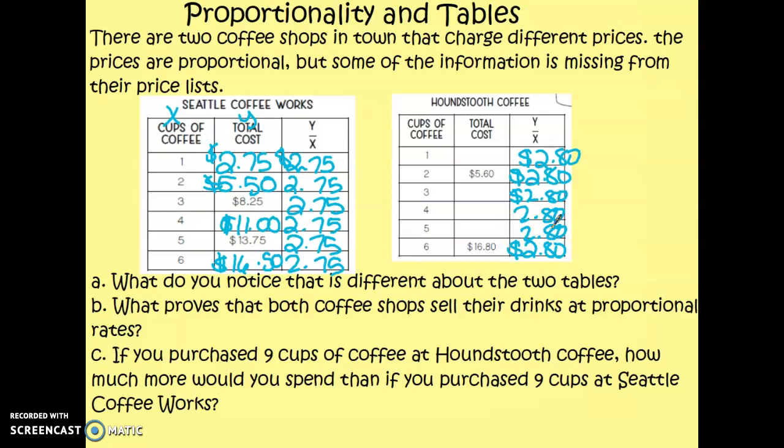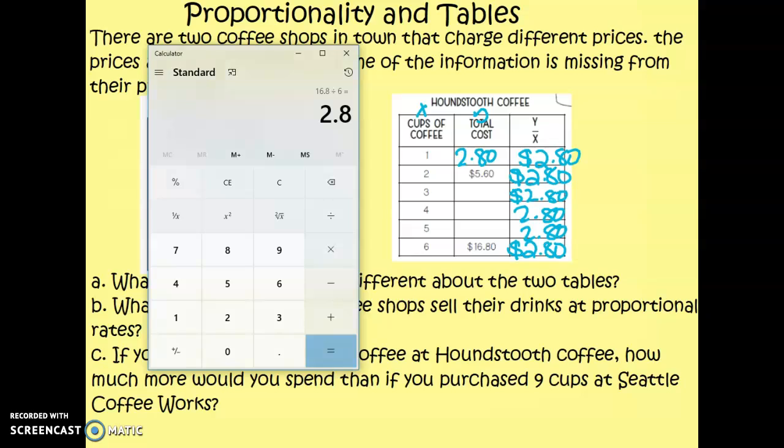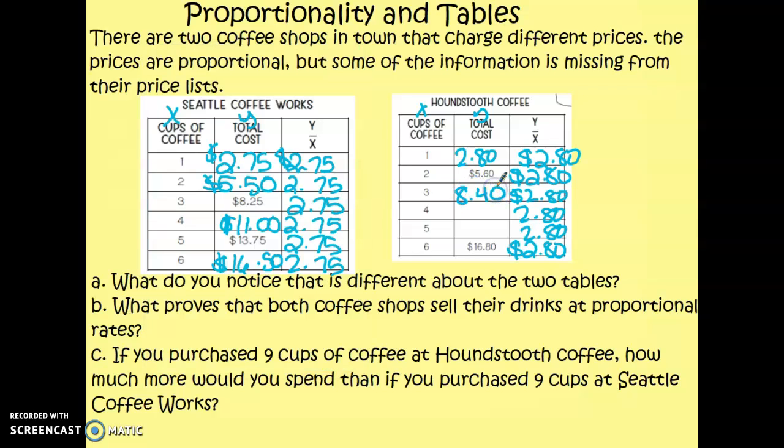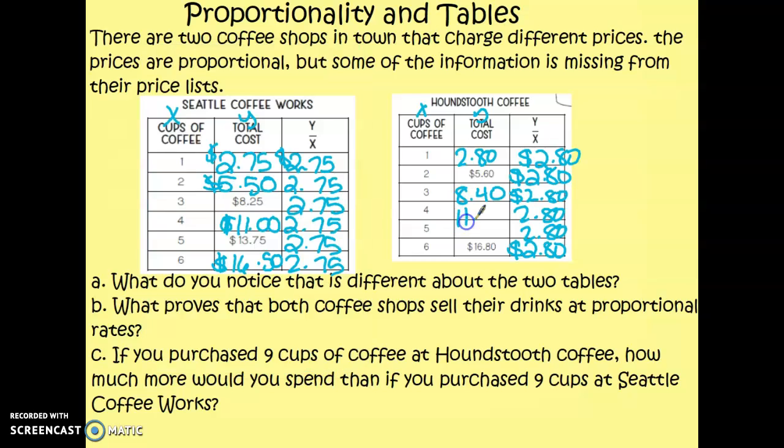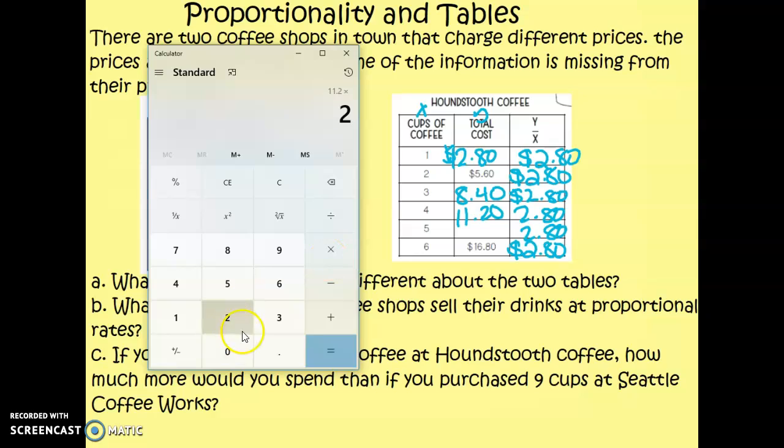Okay, and then we have to fill in the total cost. So again, we do the constant of proportionality times x, or times the number of cups. So this is $2.80. We've got the next one, and we've got 3 times $2.80, which is $8.40. Okay, then we have 4 times $2.80, which is $11.20. We have 5 times $2.80, which is, ooh, I forget this, 5 times $2.80, which is $14.